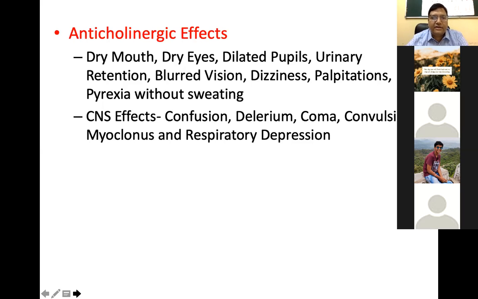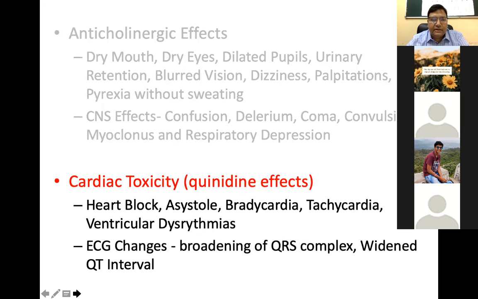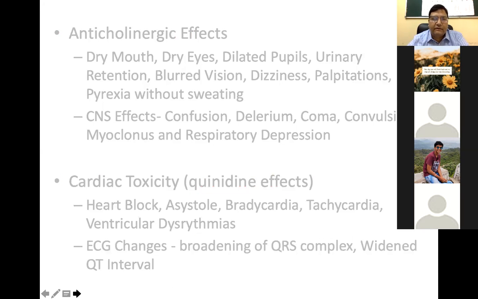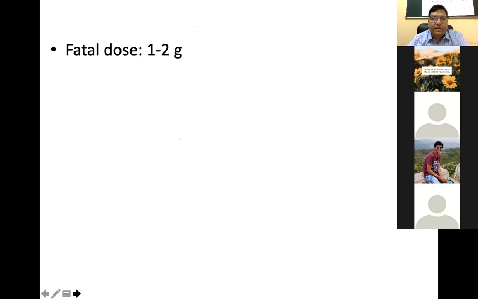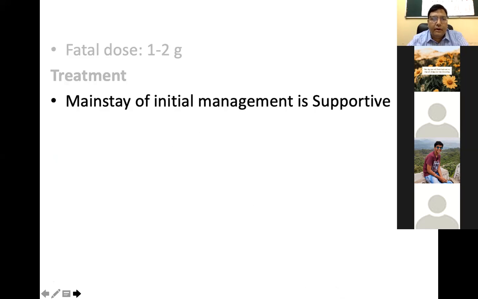And the CNS effects will be confusion, delirium, coma, convulsion, myoclonus, and respiratory depression. And due to the quinidine effects, there will be cardiac toxicity leading to heart block, asystole, bradycardia, or tachycardia, and ventricular dysrhythmias. On the ECG, we can find broadening of the QRS complex, widened QT interval, and the fatal dose is 1 to 2 gram. And coming to the treatment, the main treatment is supportive.